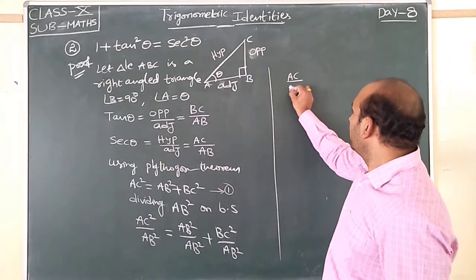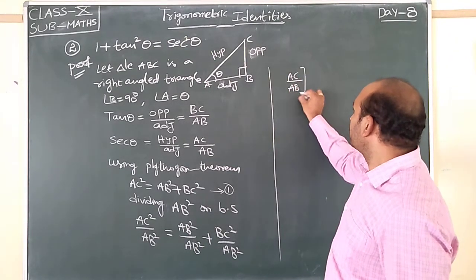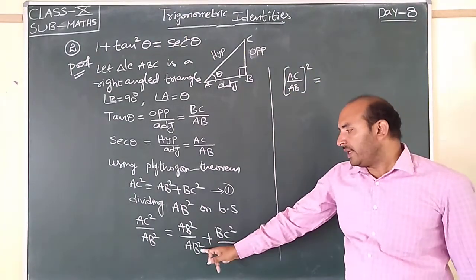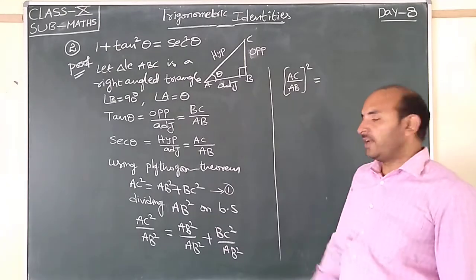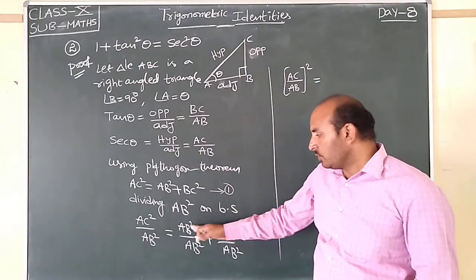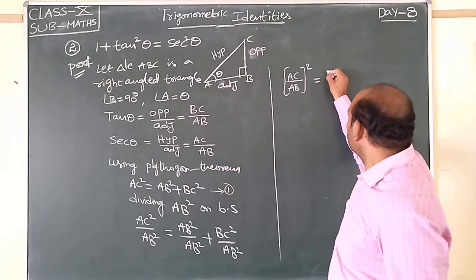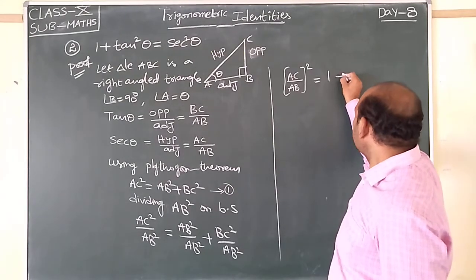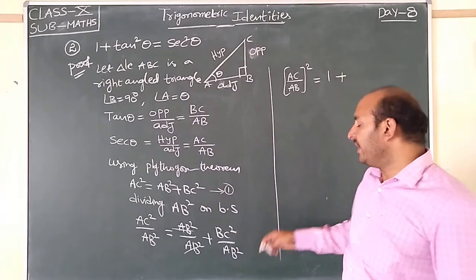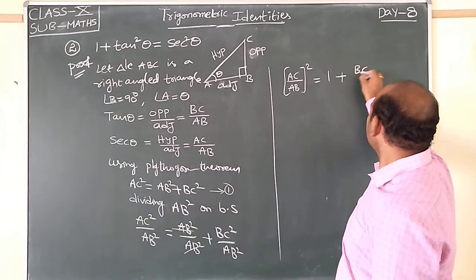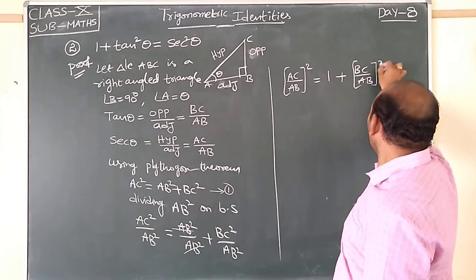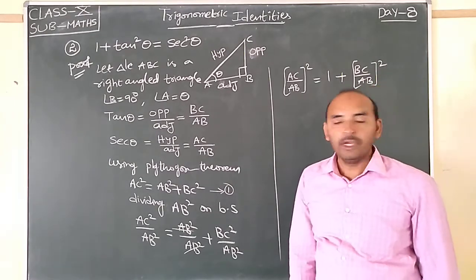AC upon AB whole square is equal to AB square divided by AB square. Numerator and denominator are the same terms, so they cancel. We can write 1 plus BC by AB whole square.